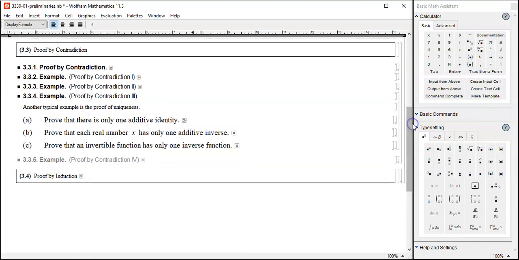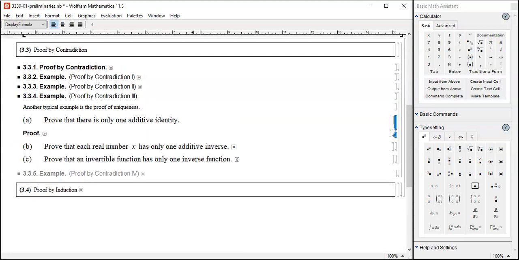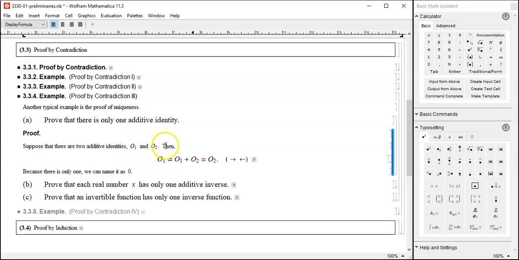Let's prove it. How do we do that? Let's suppose there are two, O1 and O2. That's an identity, and that too is an identity. Then we have this kind of computation, and they turn out to be the same, so we have a contradiction. But can you actually understand what is going on here?